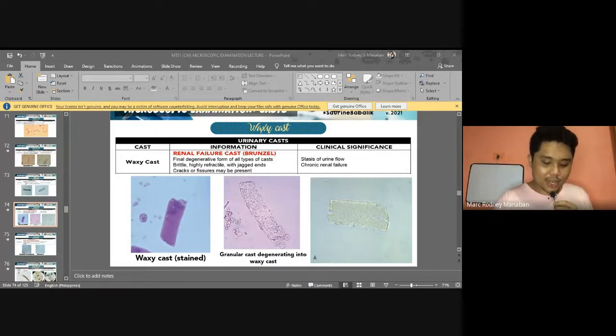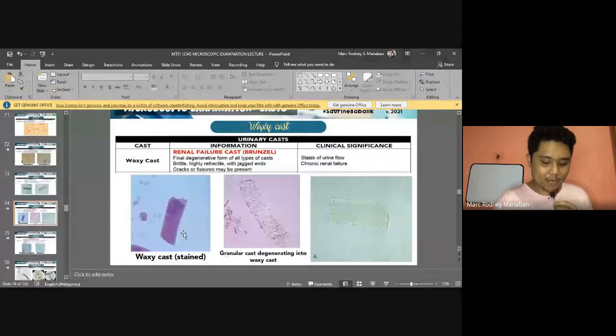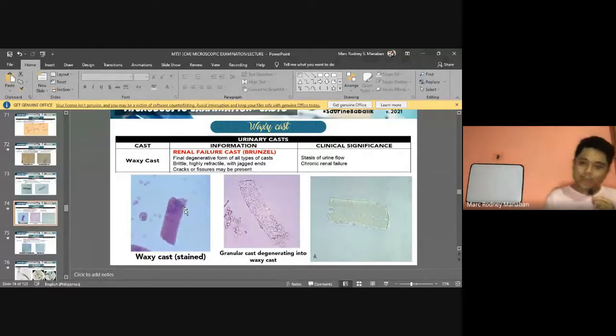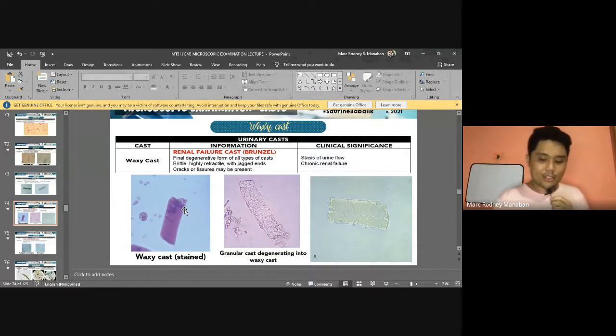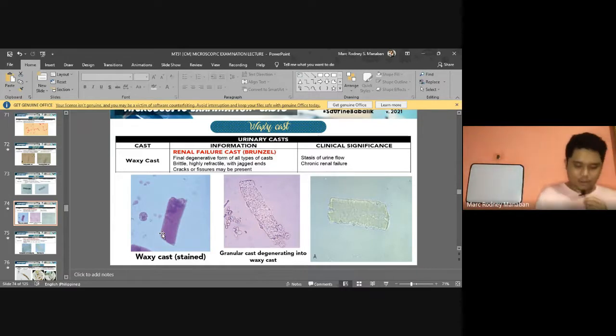So as you can see, if you stain it with Sternheimer-Malbin, its color is a darker pink compared to your hyaline. Alright? Take note of that. So it is still under homogeneous matrix. It is homogeneous because its appearance is smooth. It has no other cellular inclusions. Okay. Alright. So that's for the waxy cast.